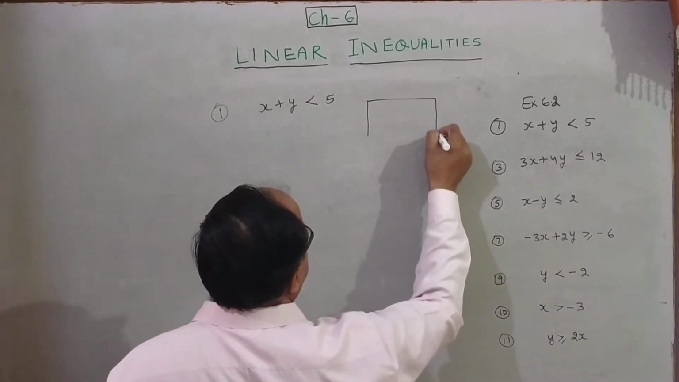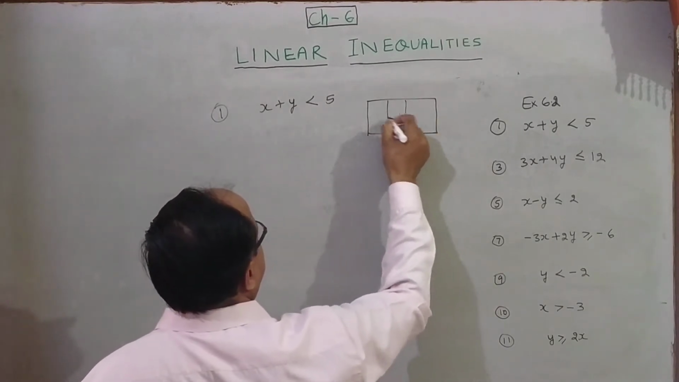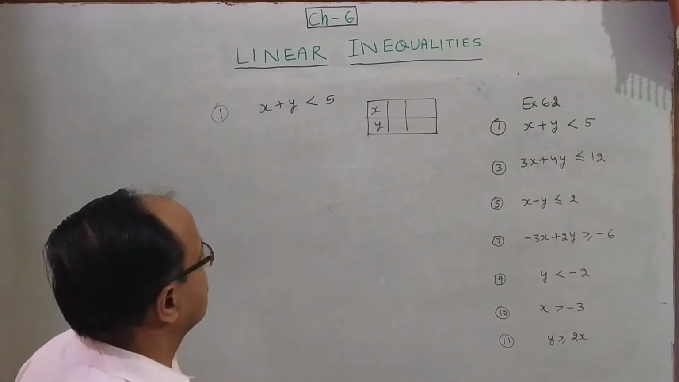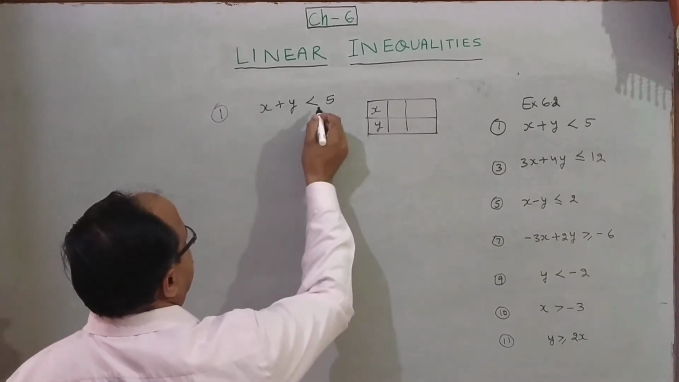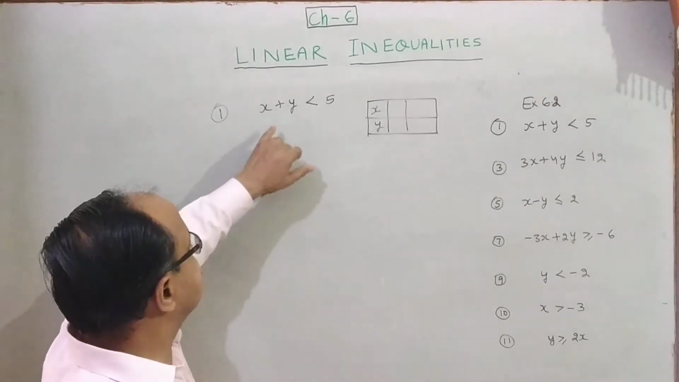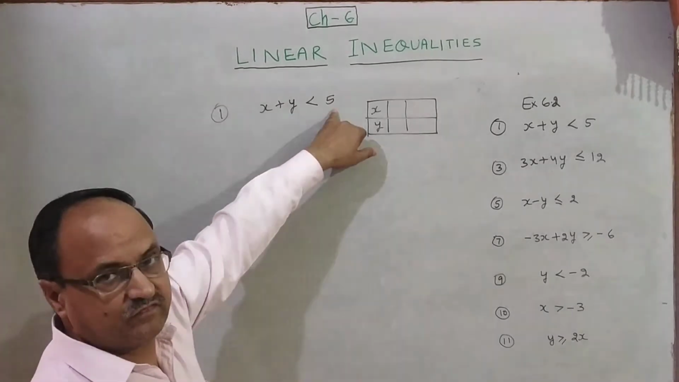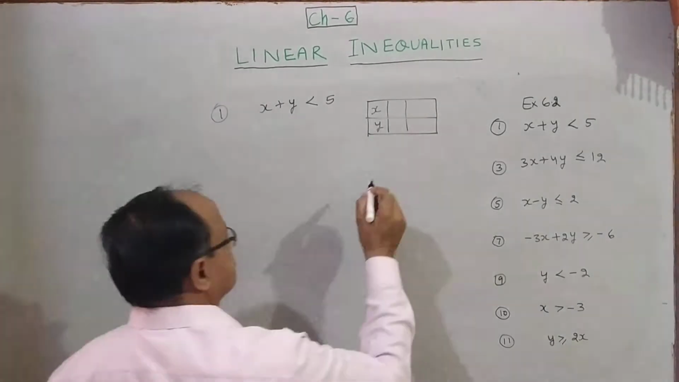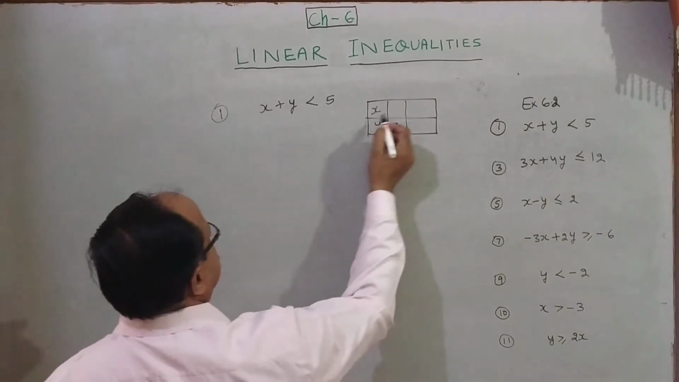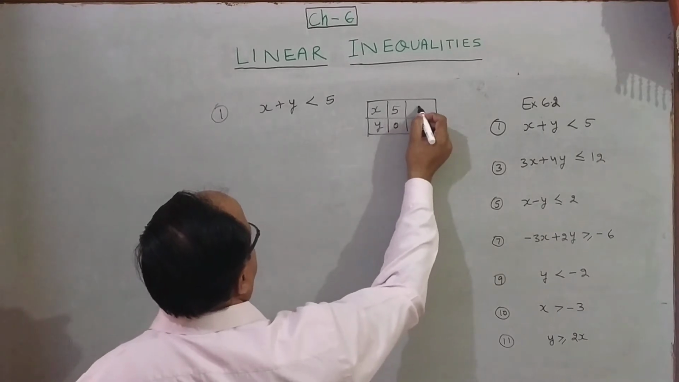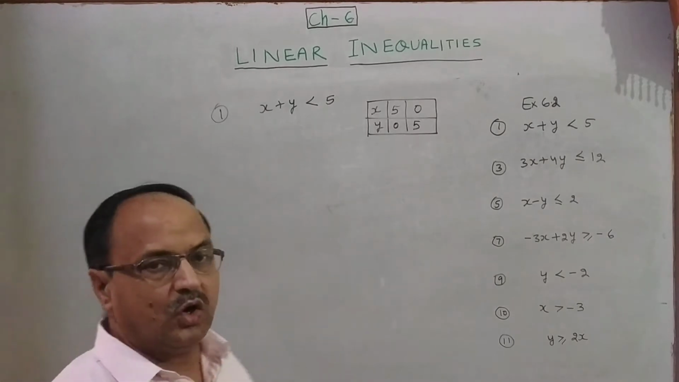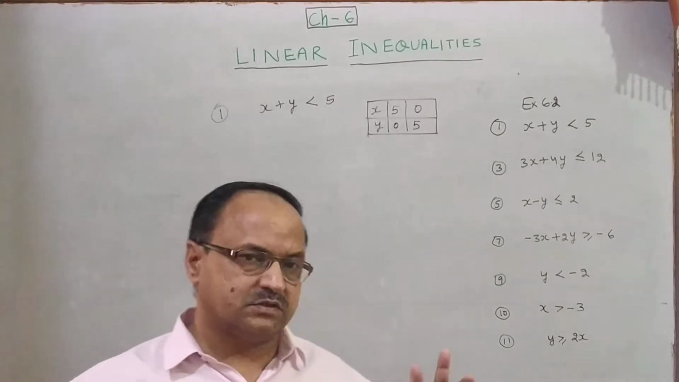Make the table, x, y. Correct? x plus y less than 5. Then in the mind understand this: x plus y is equal to 5. Then if y is equal to 0, then x is equal to 5. If x is equal to 0, then y is equal to 5. Only take two values, correct?